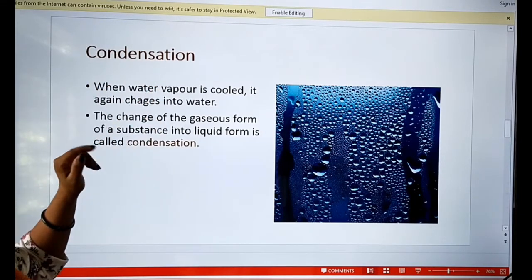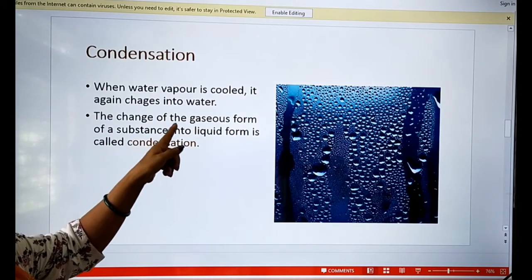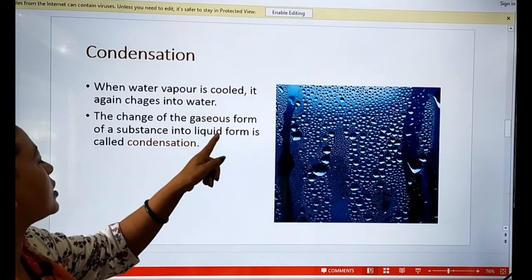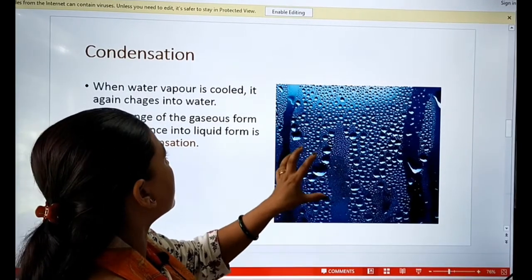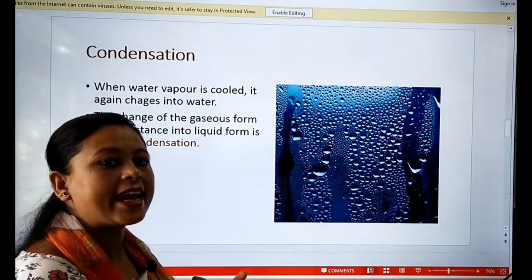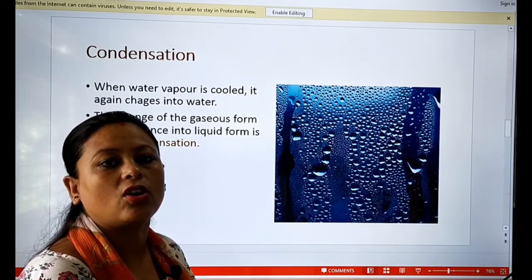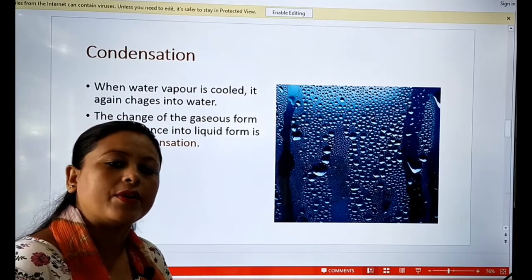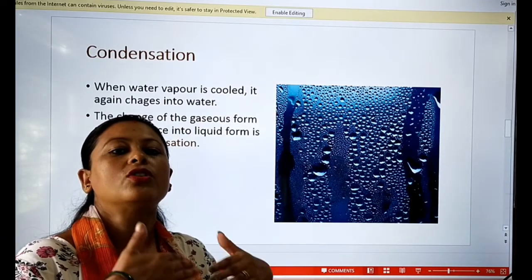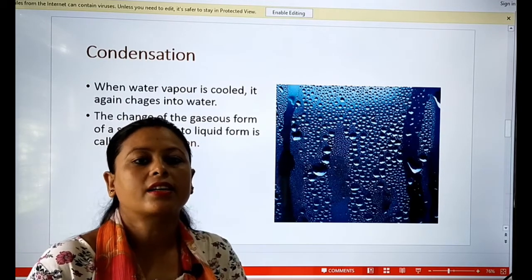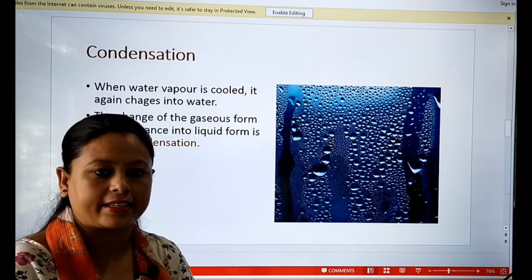Next one is condensation. When water vapor is cooled, it again changes into water. The change of the gaseous form of a substance into liquid form is called condensation. So children, when the water vapor is cooled, it again changes into water droplets or water. That process is called condensation. Understood? When water vapor, steam or gas changes into water, that is called condensation.